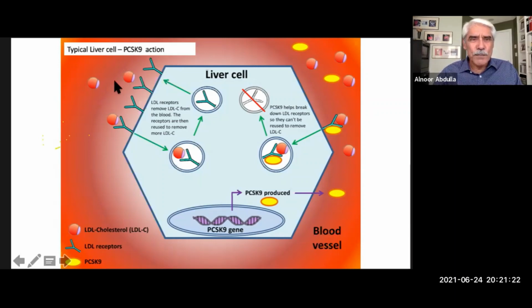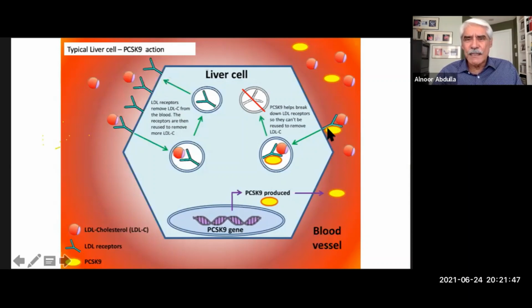So the receptor picks up the LDL, in order to drop the blood level of cholesterol, takes it inside the cell and it goes to the endosomes. And in the endosomes, it is cleaved, the cholesterol is excreted in the bile, the receptor goes back to the surface and keeps doing its job. So you don't deplete the receptors on the surface.